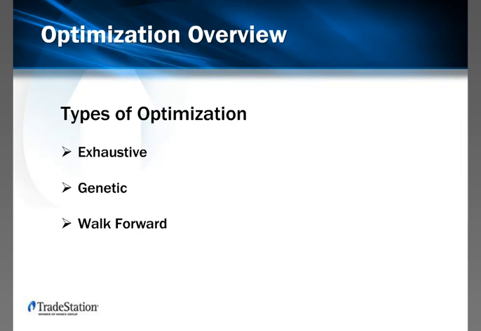Walk forward is a type of optimization that allows you to look at in-sample and out-of-sample data. You can do a walk-forward optimization both in an exhaustive or a genetic mode. And we'll talk more about walk-forward as we get along in the class.